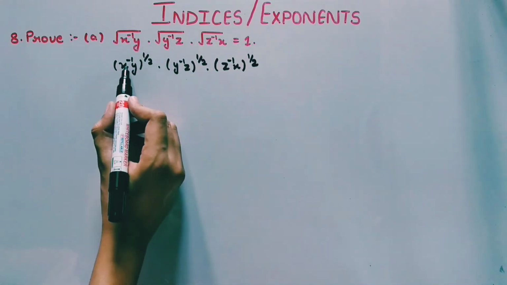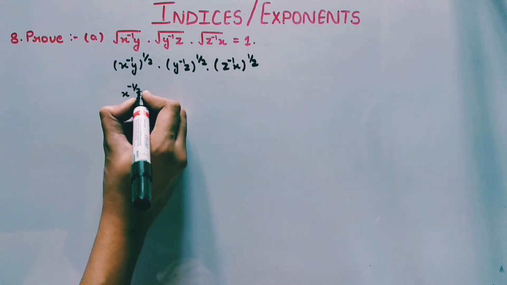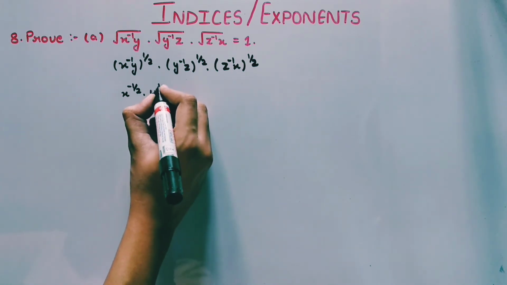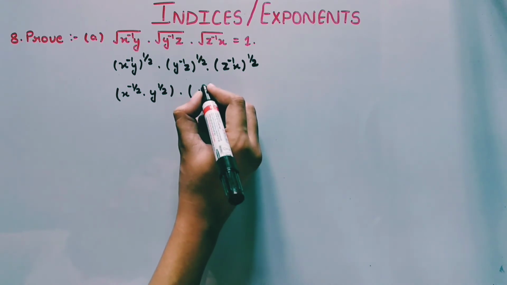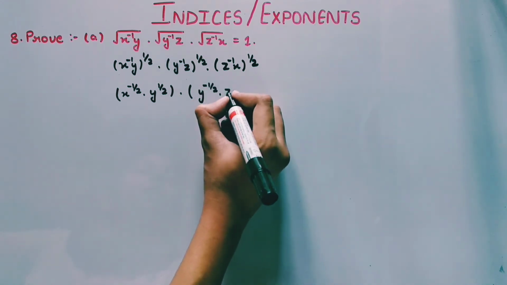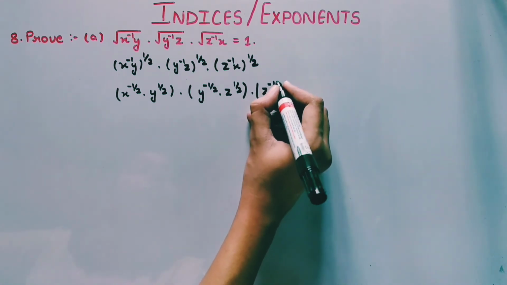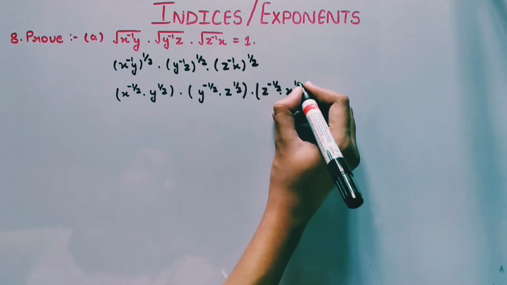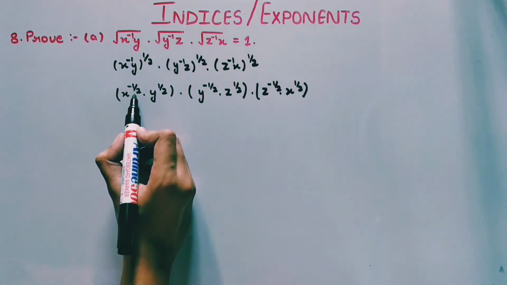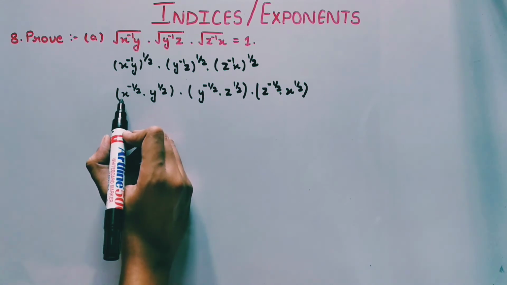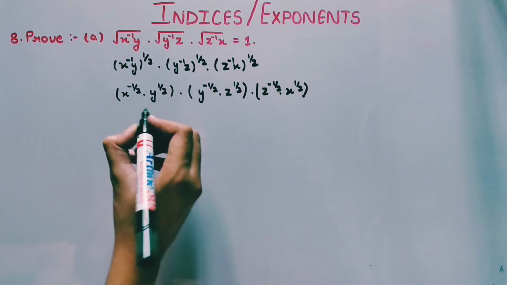Now we will multiply these parts within the bracket. x raised to power minus 1 by 2 into y raised to power 1 by 2, multiplied by y raised to power minus 1 by 2, z raised to power 1 by 2, z raised to power minus 1 by 2, x raised to power 1 by 2. Now this term has negative power. This means when we write this term in the form of division, the power will become positive.